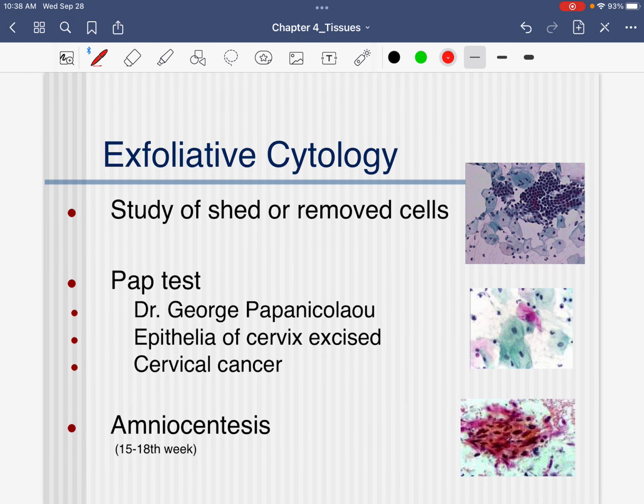All right. And lastly, I just wanted to give some clinical examples. You don't need to know this specifically.